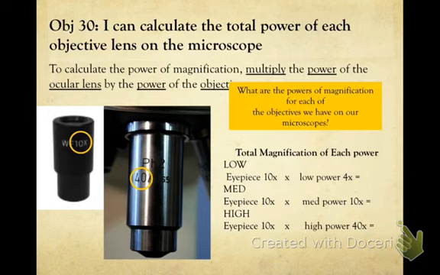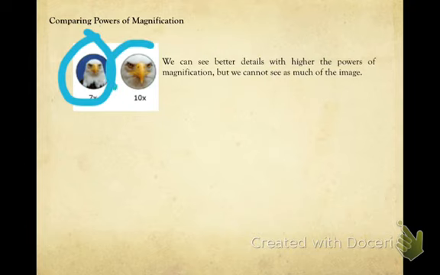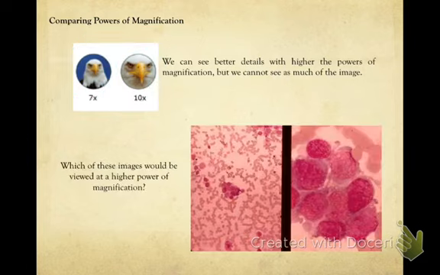Okay, so when we are comparing, basically what we're saying is at a lower magnification, for example, on this one right here, at 7 times, we're seeing more of the picture, but we're not seeing it as detailed. As we increase our magnification, we're seeing less, but we're seeing more details. So the more you magnify it, the more details you're going to see.